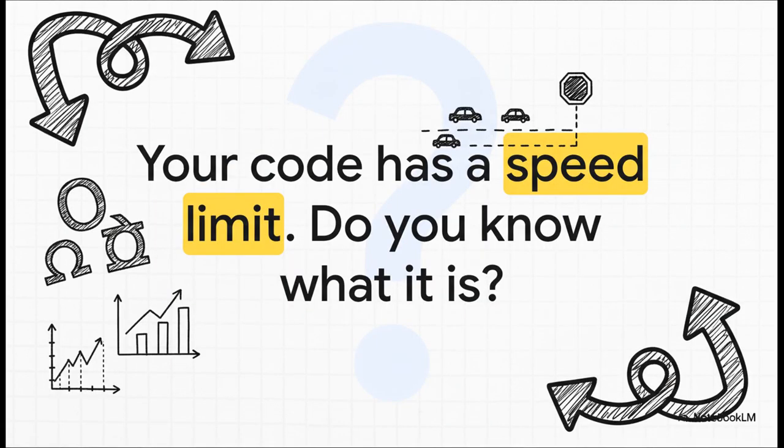And that all brings us to our final thought. Big O, Big Omega, and Big Theta. They are incredibly powerful tools for understanding the fundamental performance limits of the code we write. They really define its speed limit as the problems get bigger. So I'll just leave you with this one question to think about. Your code has a speed limit. Do you know what it is?